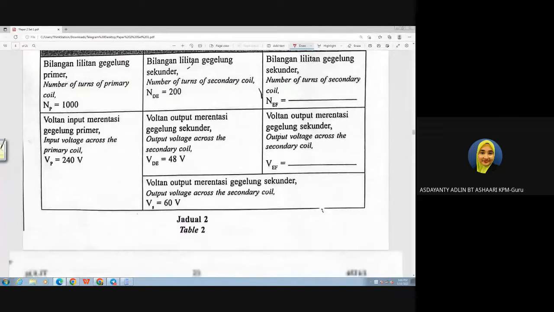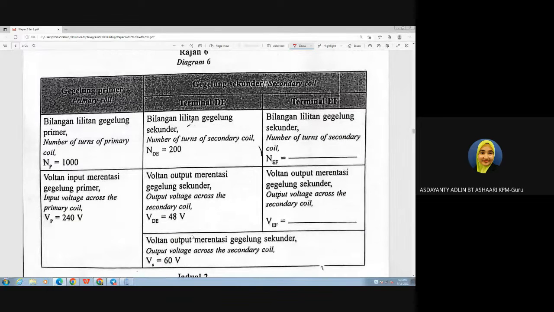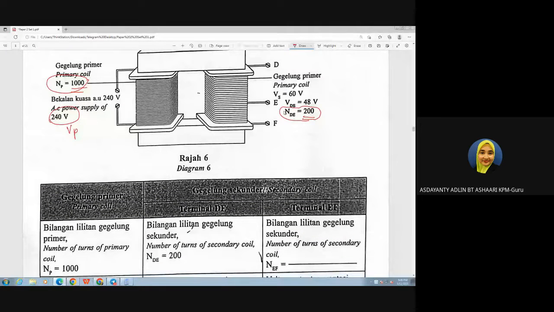So how to find it? Okay, initially what we have is 250. But the number here at DE, it gives 200. Here it is already wound. It is already coiled 200. So we want to find the remainder here. So we find the balance here. Here it is already from D to E. D to E total is 200. So we only want to find the one at EF.